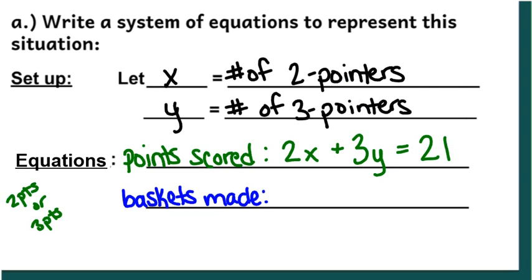Now let's think about the number of baskets that he made. So we're going to combine the number of 2-point shots that he took plus the number of 3-point shots that he took. And we have a total of 9 baskets that he made in the game.